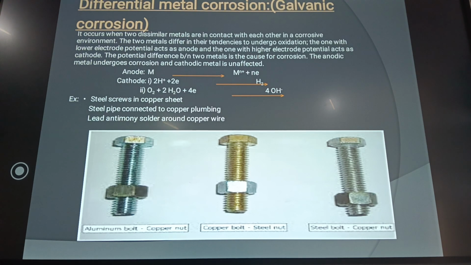You can see the examples given after the reactions also: steel screws in copper sheet, steel pipe connected to copper plumbing, and lead antimony solder around copper wire.